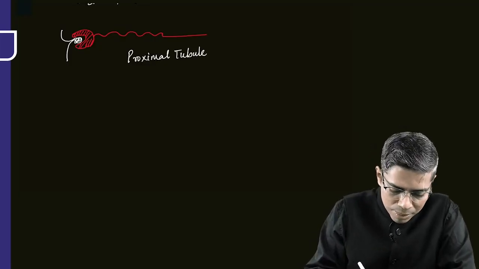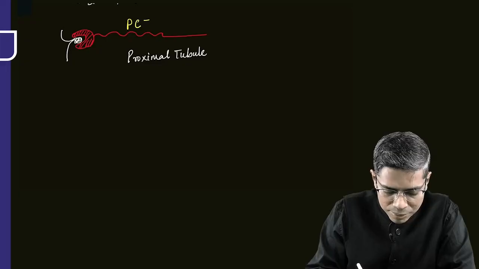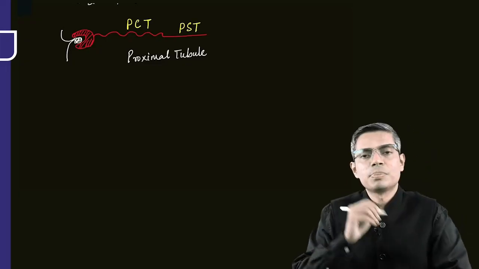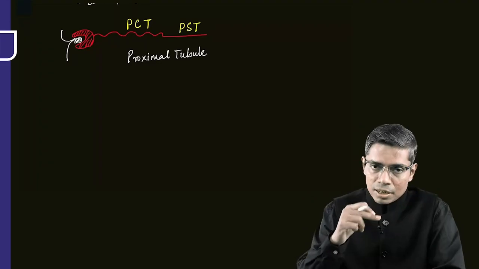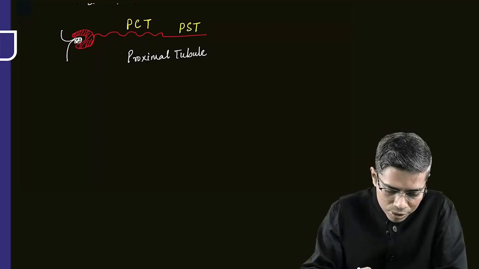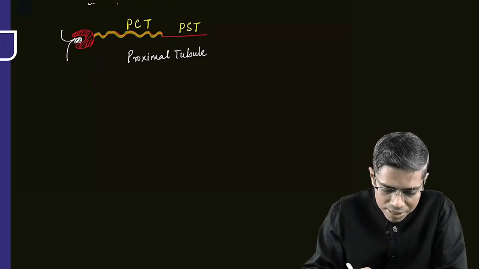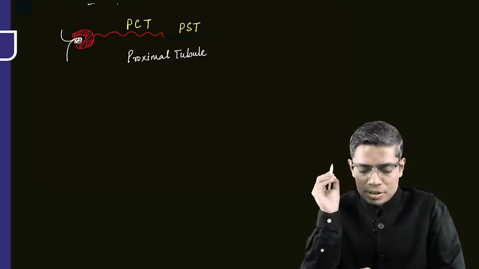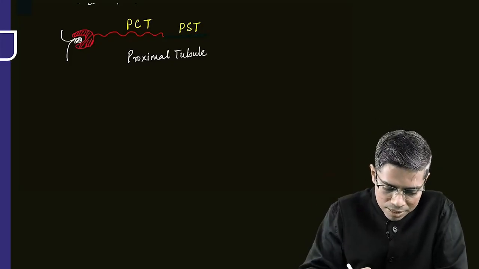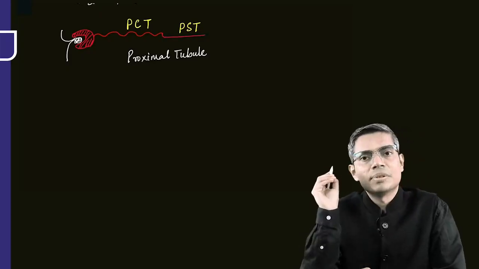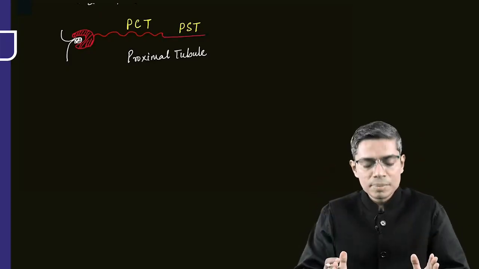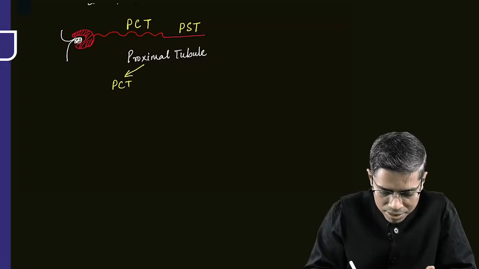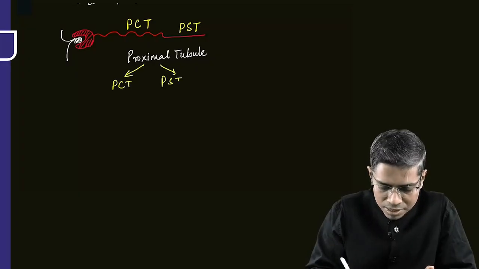That is proximal convoluted tubules, PCT, and proximal straight tubules, PST. So there will be convolution in the first part. That's why this is known as the proximal convoluted tubules. And there is no such convolution on the second part of the proximal tubule. That's why this is known as the proximal straight tubule. Getting my point? So proximal tubule means it has two parts: one is proximal convoluted tubules and the other is proximal straight tubules.